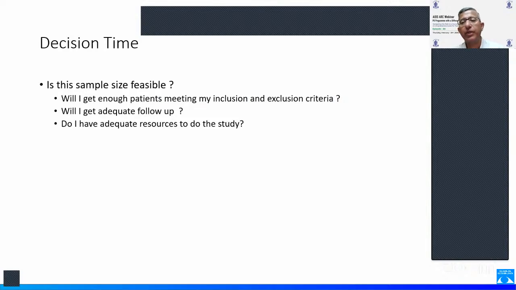So now, once you have decided this, you need to again take a call. Is the sample size feasible? Will I get enough patients meeting my inclusion and exclusion criteria? Will I get adequate follow-up? And do I have adequate resources to do the study? And that's a decision you need to make once your sample size is calculated.